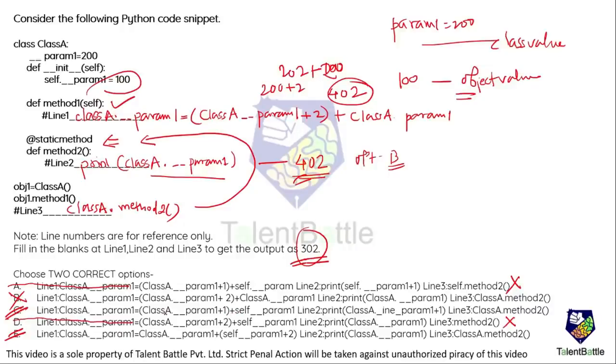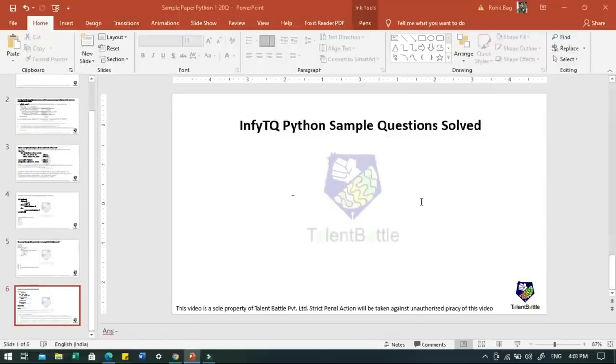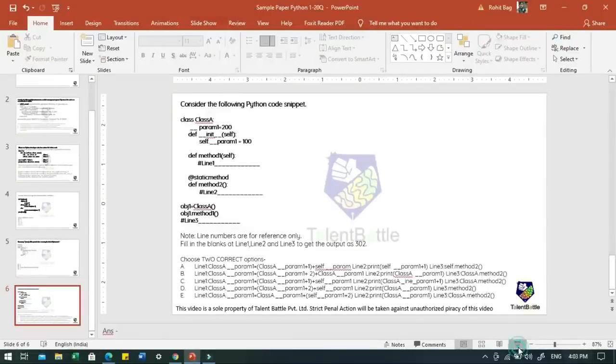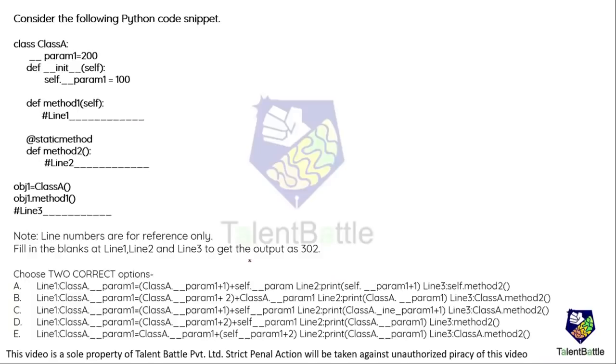So if you check option C, just for the information, class A param 1, that is my 200, plus 1, this will give me 201. And self param is again called. In line 2 we have a print of param 1 plus 1, so whatever it is, this and this will give me 302, which is my expected output. Okay, so option C and option E are the correct answers for this particular problem statement. Okay, thank you.